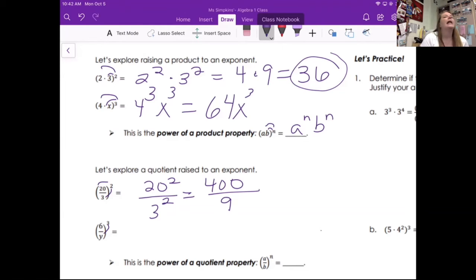And you can't accurately describe that to me. You can accurately describe 400 over 9. So please leave it as an improper fraction. I don't care that it's 40. I think it's like 41 and 4/9 or something like that. Don't care. I want you to leave it like this, okay?